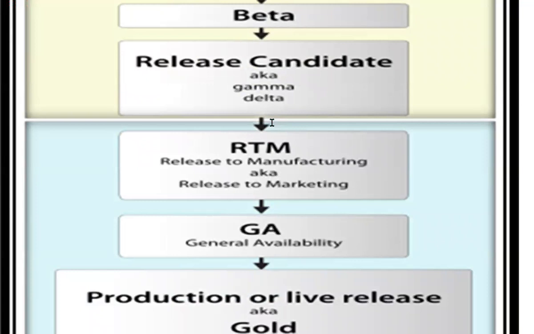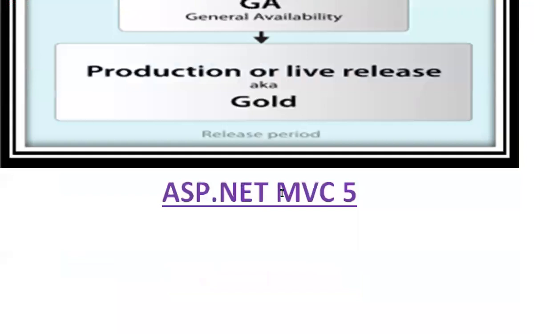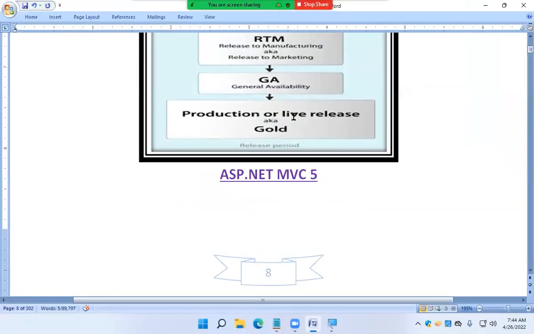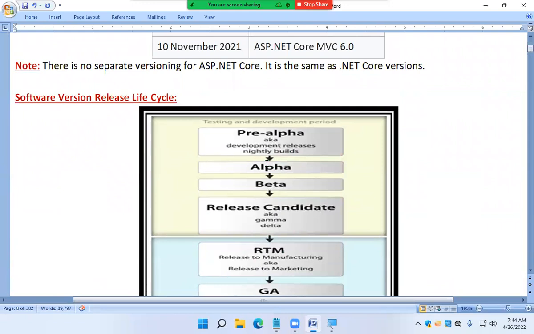Means general, we can start testing. RTM means it is ready for building the applications. General availability means it comes into the market and all the people can start using it. And finally, we have the gold release. Gold release means it's live now. It is going to be live in the industry and you can just start launching the products in the market.